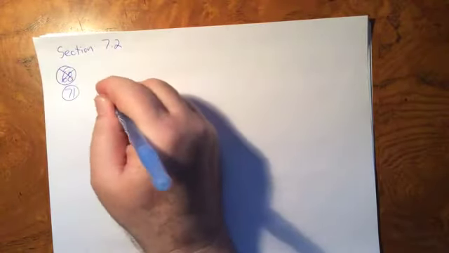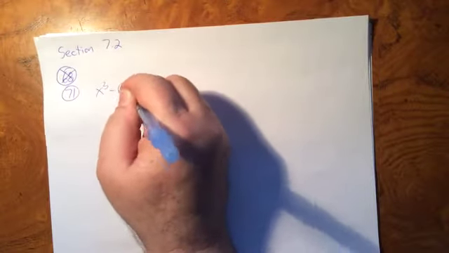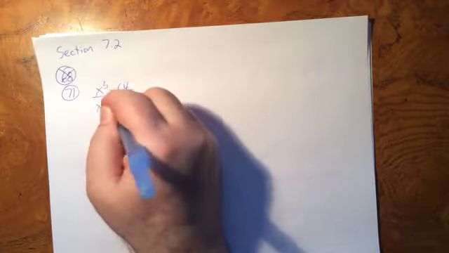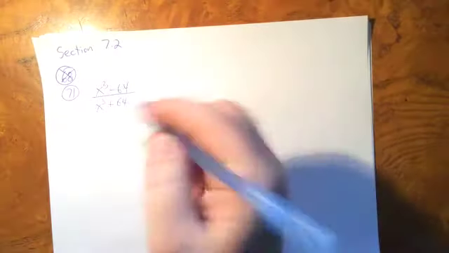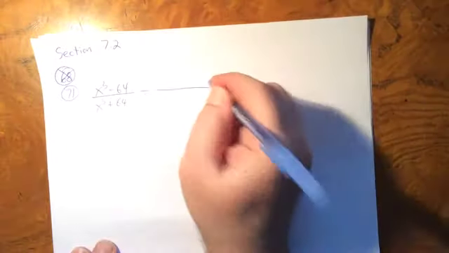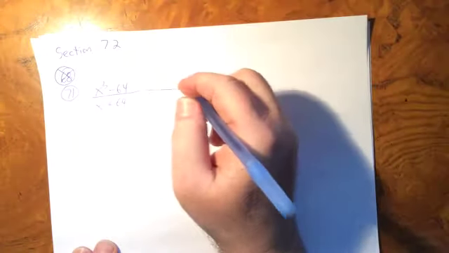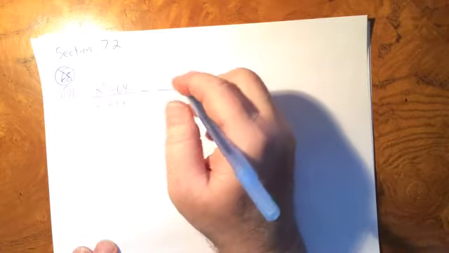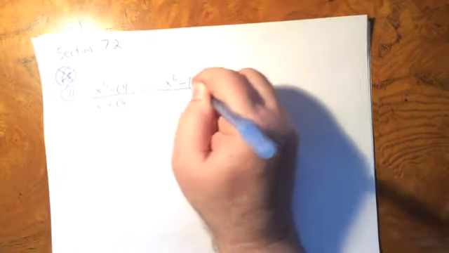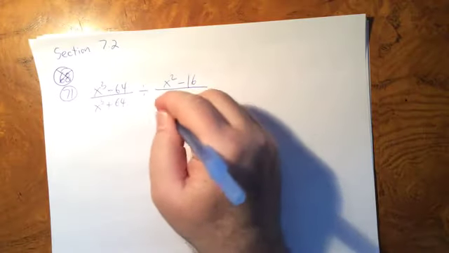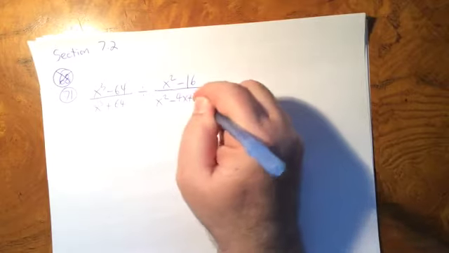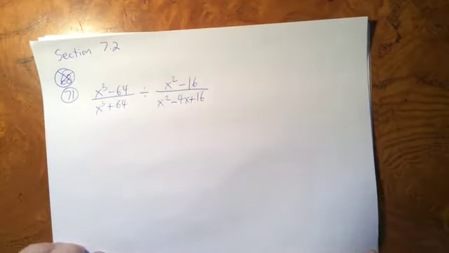So this is going to be x to the third minus 64 divided by x to the third plus 64. And this will be divided by the rational expression of x squared minus 16 divided by x squared minus 4x plus 16.